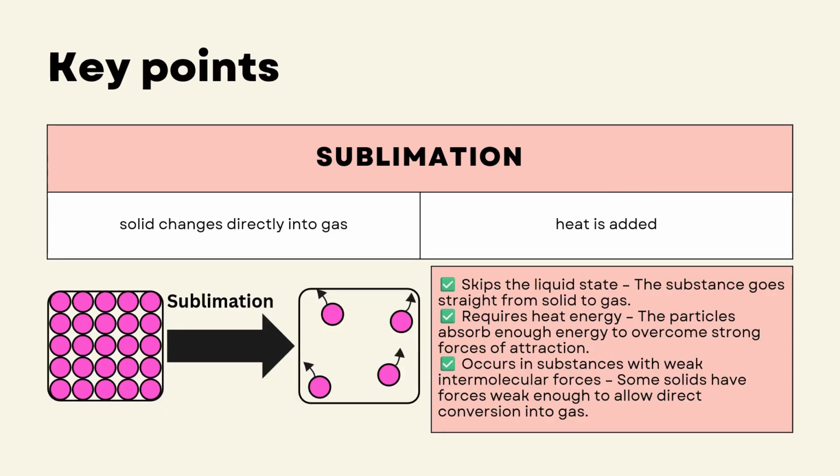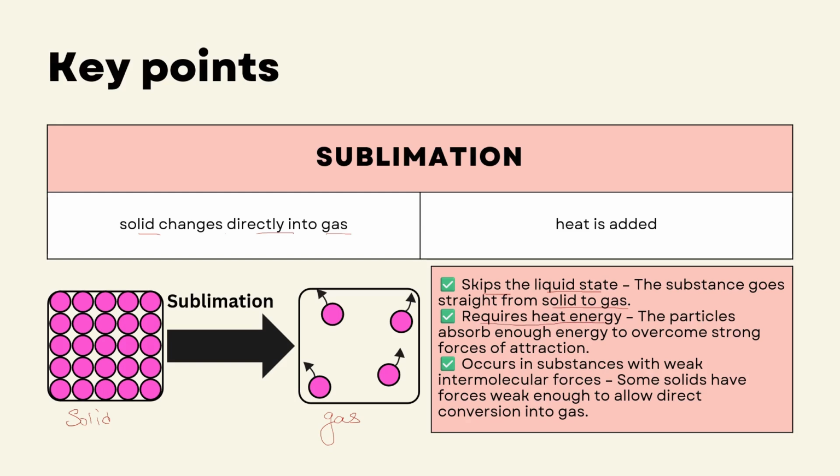Key points. Solid changes directly into a gas. This is a solid, just see how tightly packed the particles are. And this is the gas state, and look how much space there is between the particles. This skips the liquid state.